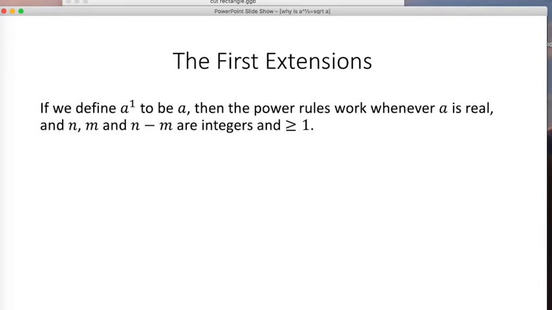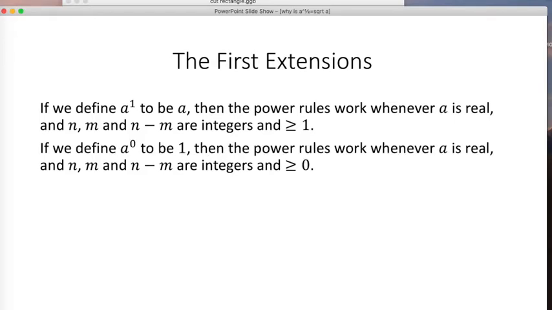Well, the first thing we do is kick ourselves for not having defined a to the 1 to be a right from the beginning. That's an obvious definition for what a to the 1 should be, and the power rules still work, and exactly the same proof works. So that brings the rules down to 1. It's not quite so obvious that a to the 0 has to be 1, but again, the power rules then work just the same way, and the proofs more or less work, so long as you understand that multiplying by no a's is the same thing as multiplying by 1. So we get it down to non-negative integers.